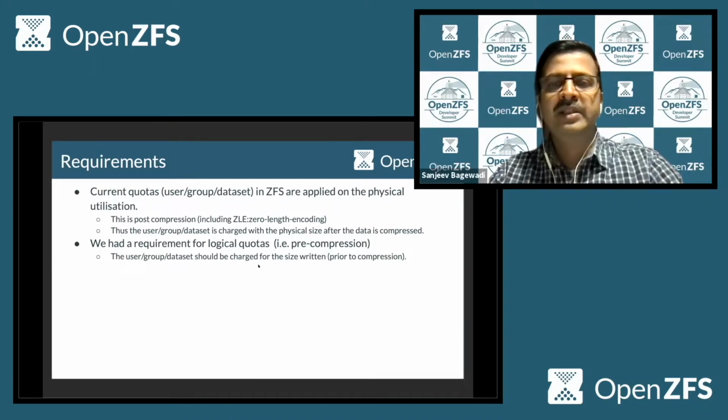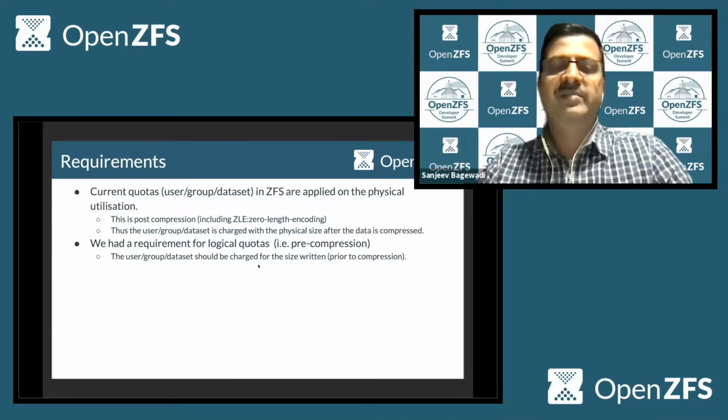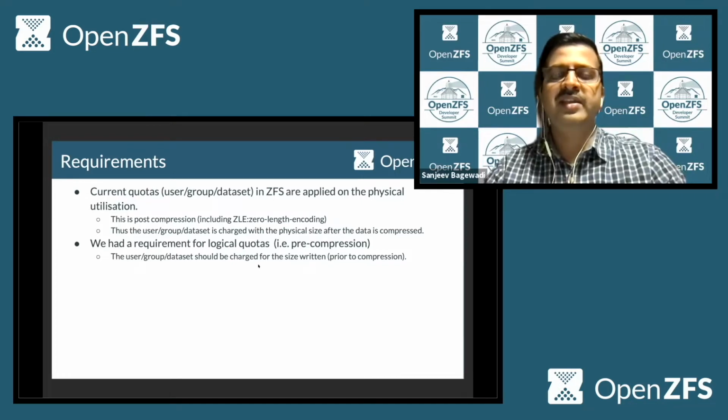So as part of that work, one of the requirements that came up was that the quotas need to be on the actual size and not on the compressed size. If we look at the default implementation that we have on ZFS, the quotas are applied on the compressed size. So if compression is enabled, the quotas are applied on the actual blocks that are written to disk and not prior to the compression.